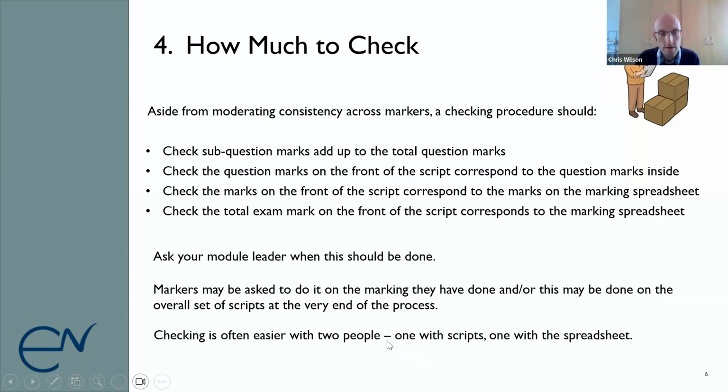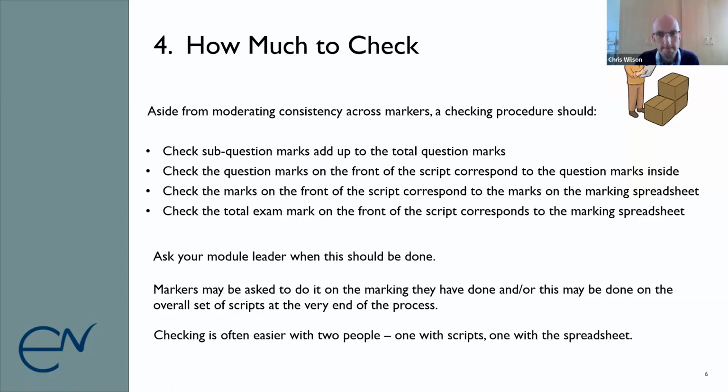So different module leaders, course leaders will have different processes here. It might be that you're expected to do this at the end of your batch. You should check your batch. Or it might be that everyone brings all the scripts together and then somebody checks the whole cohort as a whole at the end. So ask your module leader, should I be checking? When should I be checking?